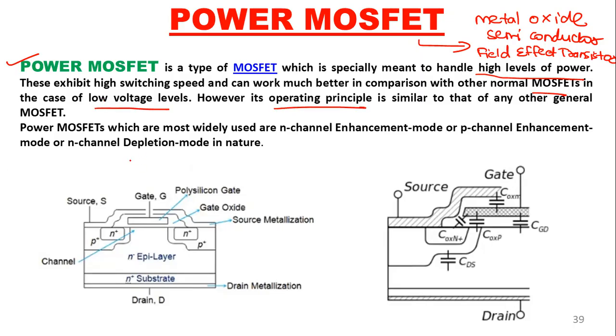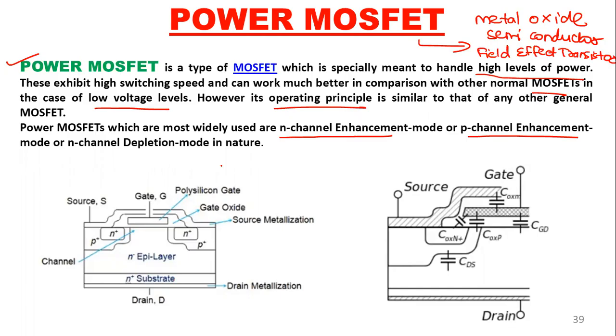So now let's see the structure. Power MOSFETs are either N-channel enhancement or P-channel enhancement. Why the name enhancement and all, we'll see in detail. If you are using N-type material, it will be an N-channel, and if you are using a P-type material, it will be a P-channel. So this is the basic structure of the N-channel enhancement MOSFET.